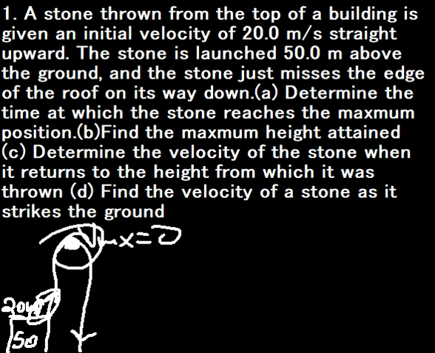And our question B says, find the maximum height attained. That is, now we are looking for this height. So what is the maximum height attained? Now the maximum height would be the combination of this height and also the height of the building, or the height that we have. So that would be the maximum height attained.